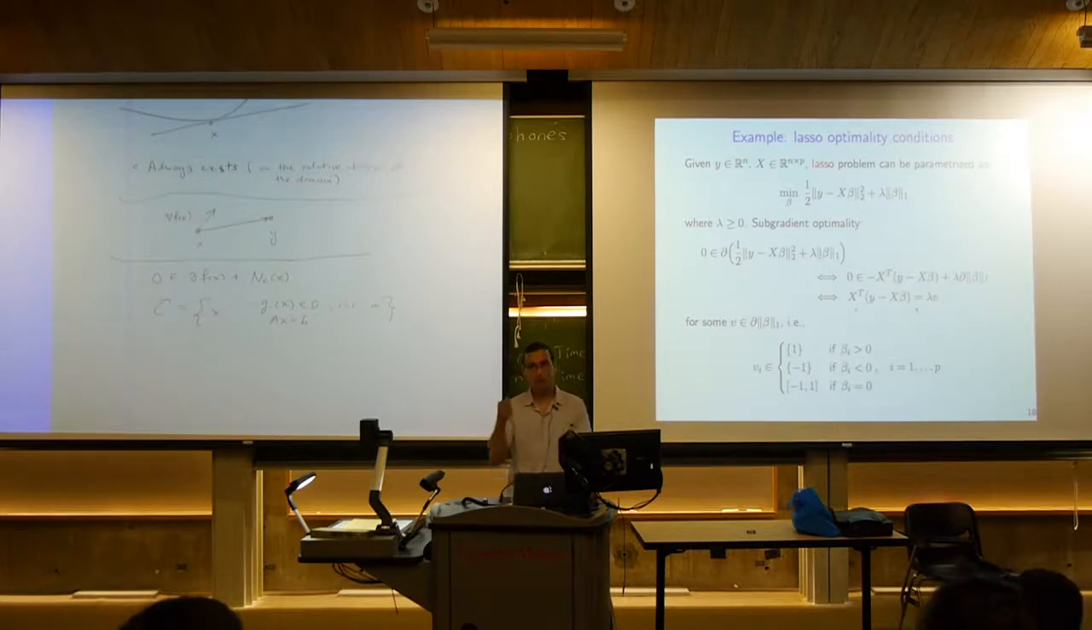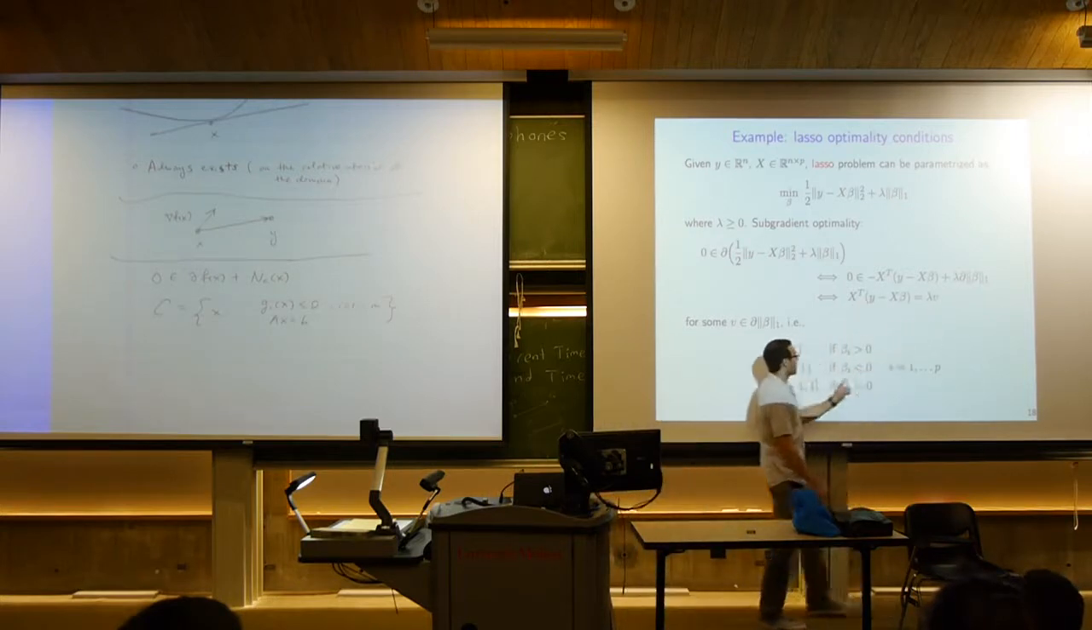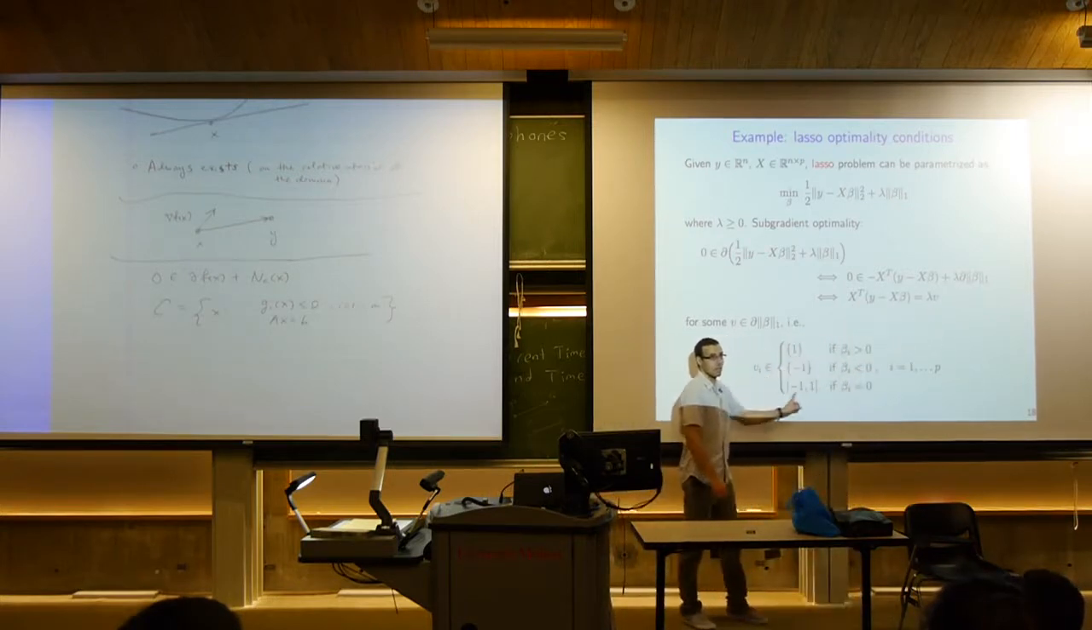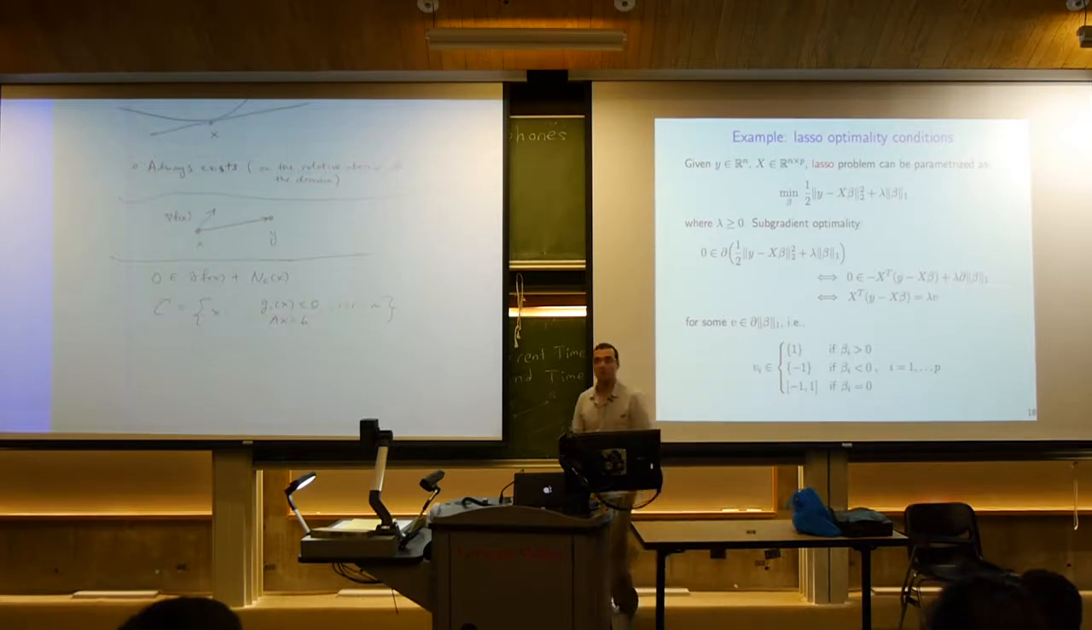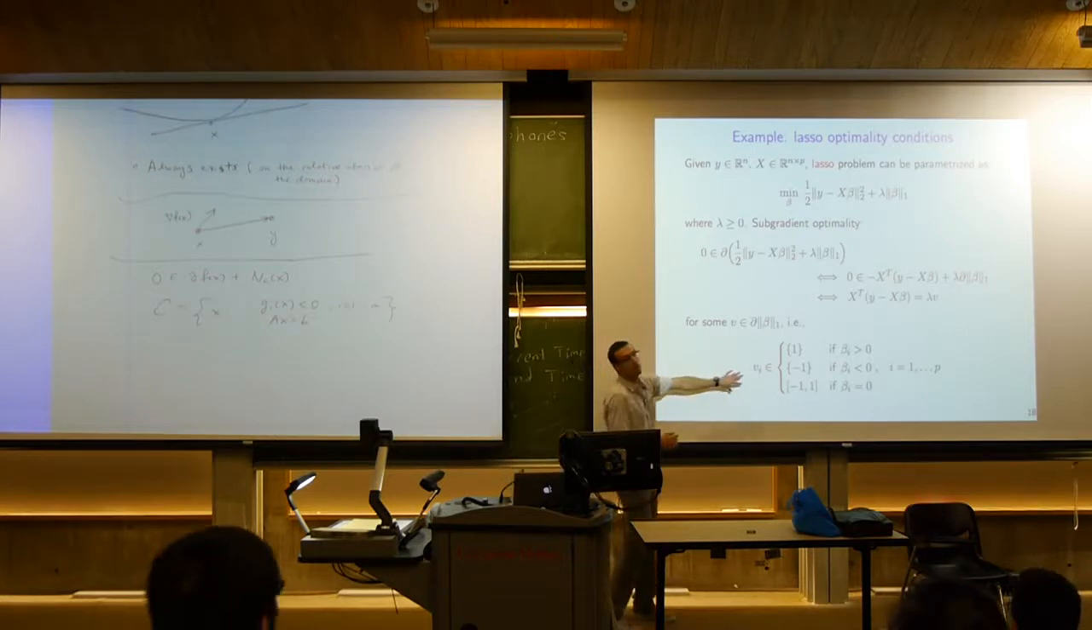If I can find a vector beta that satisfies this for some vector v that is a valid subgradient, which means that it satisfies this, then I actually have the solution. Okay? We're not giving you a way at this point to actually construct the solution. This is just the optimality conditions that characterize the solution.